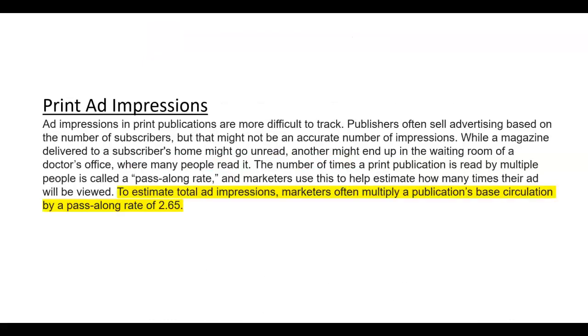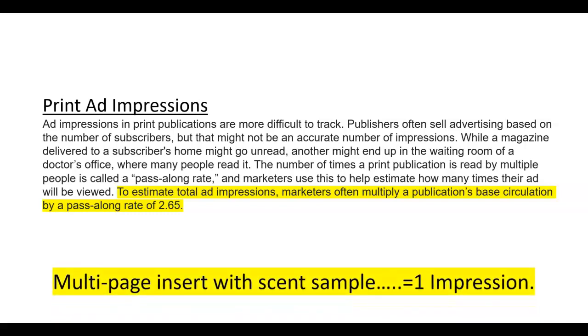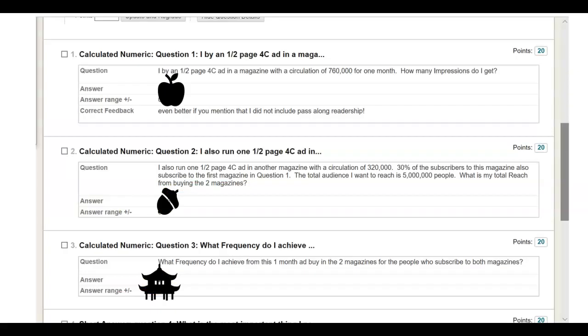Okay. And with print, it's normally the subscriptions, newsstand sales, plus some kind of pass-along rate. And your book says it's 2.65 as a pass-along rate. And it doesn't matter how big the ad is for it to count as an impression. I can take a little teeny tiny quarter-page black and white ad at the back of a magazine, and it counts just as much as a multi-page full-color insert at the front of the magazine with a scent sample. They're both one impression. One's better than the other, but they're both one impression.